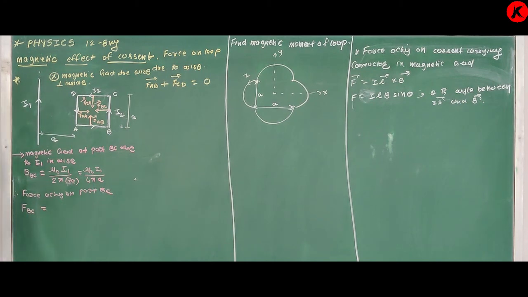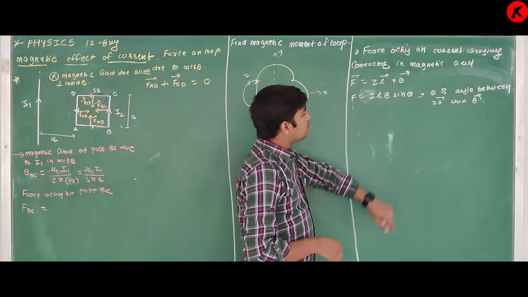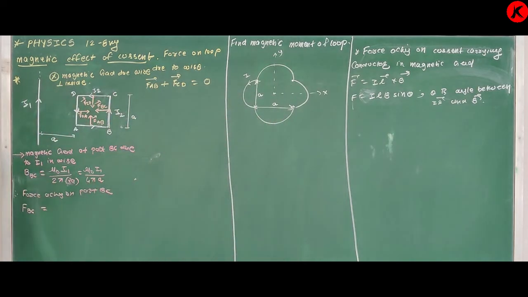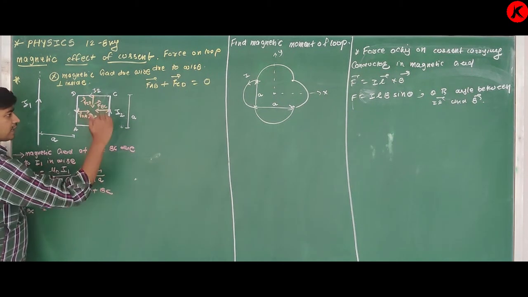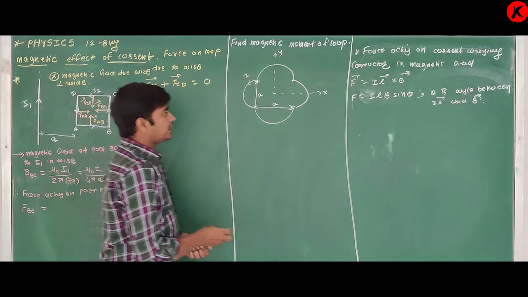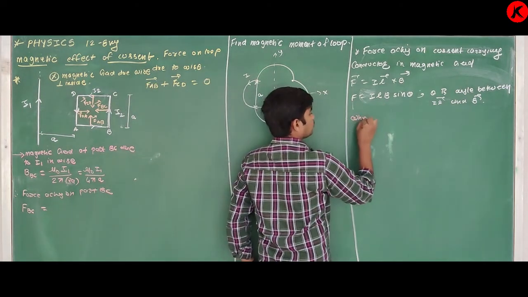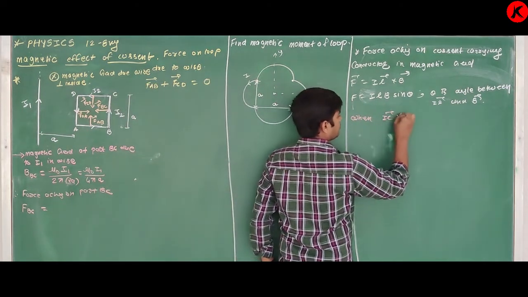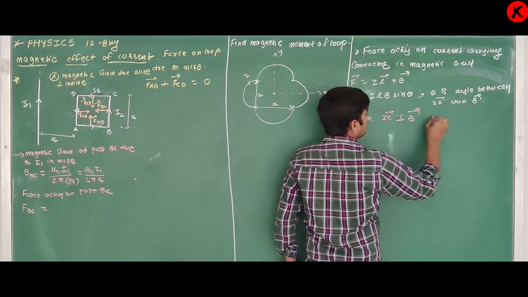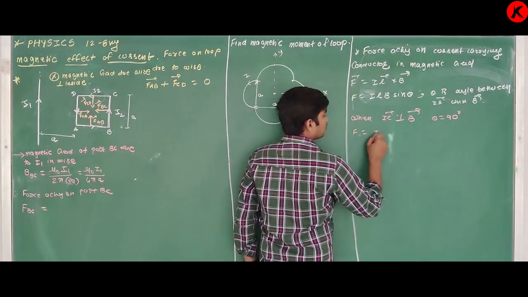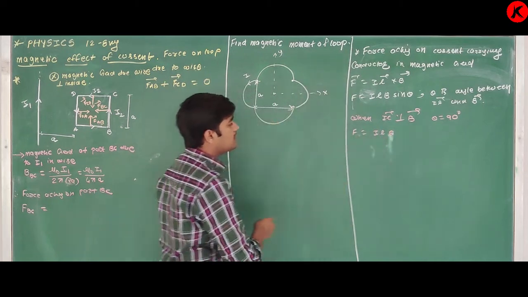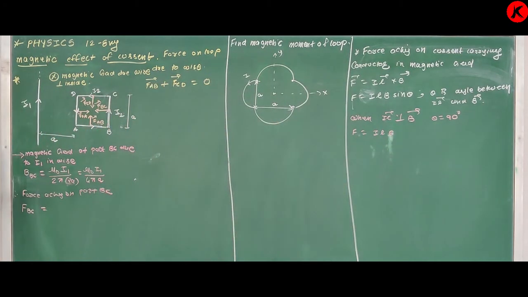is equal to, see in this equation, the angle between IL and B, theta, here it is 90, because current is flowing in this direction and magnetic field is inside. So when IL is perpendicular to magnetic field, theta is equal to 90, sin 90 is equal to 1. So F is equal to ILB. So, force acting on part BC.